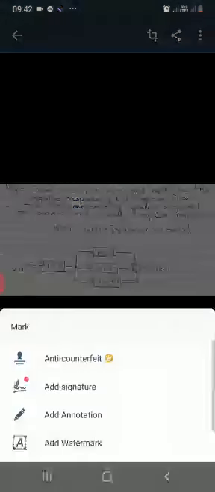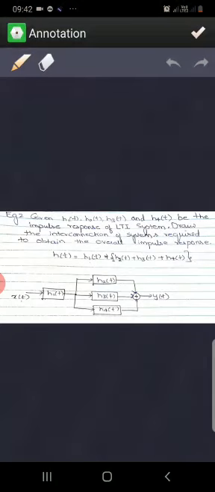Now let us solve another problem. Given h1 of t, h2 of t, h3 of t and h4 of t as the impulse responses of an LTI system, draw the interconnection of the system required to obtain the overall impulse response.